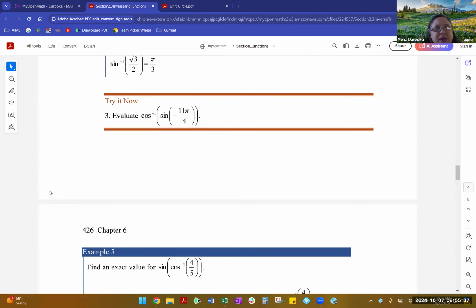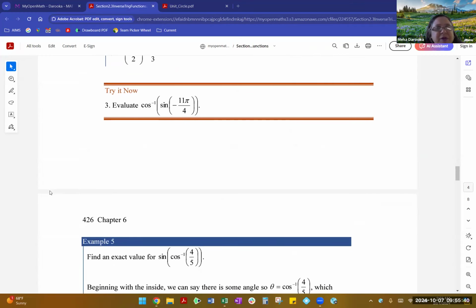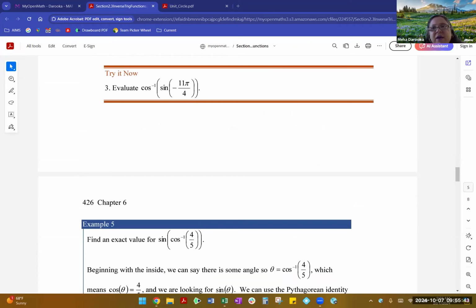So I'm hoping that we can work on number 3, cosine inverse of sine of negative 11 pi over 4. So take a minute, think about what this should come out to be, and like you normally do, share your answers directly with me, not with everyone. So cosine inverse of sine of negative 11 pi over 4.